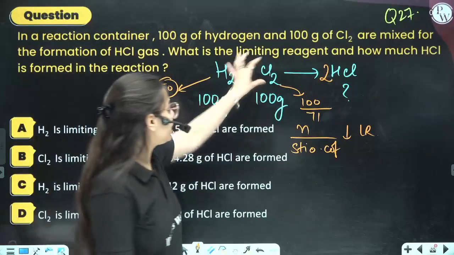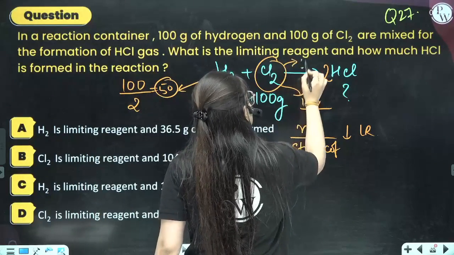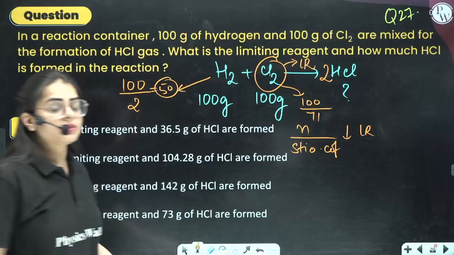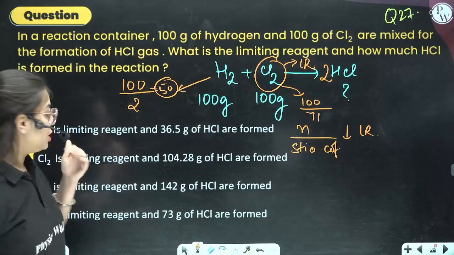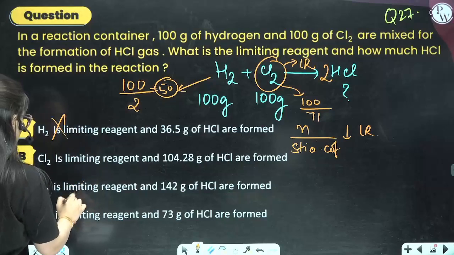So when you calculate, it will be the lower value. Hence, Cl2 is the limiting reagent because it has a low value. So if Cl2 is the limiting reagent, these two options get cancelled.